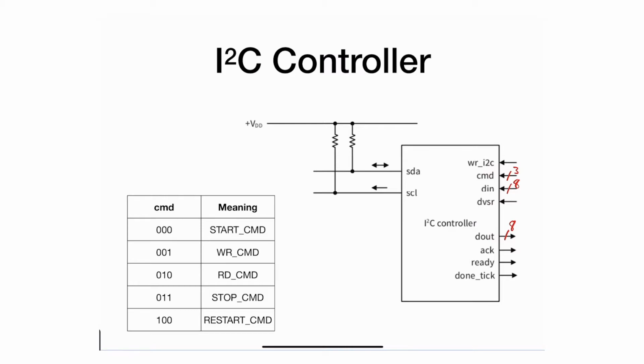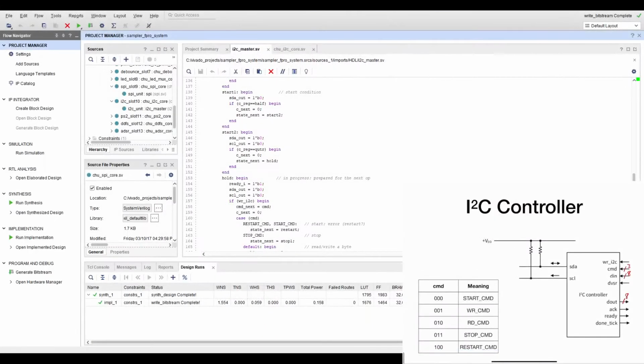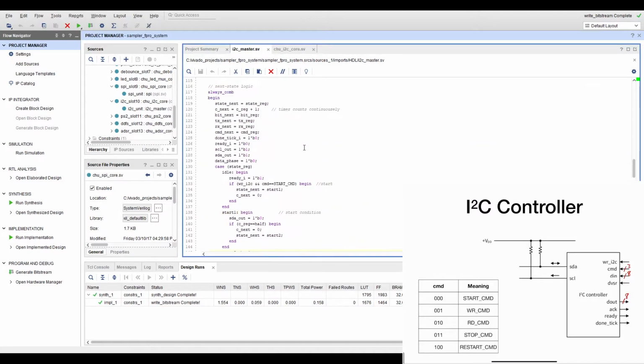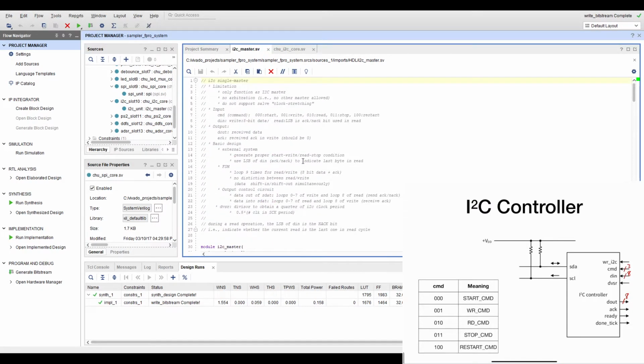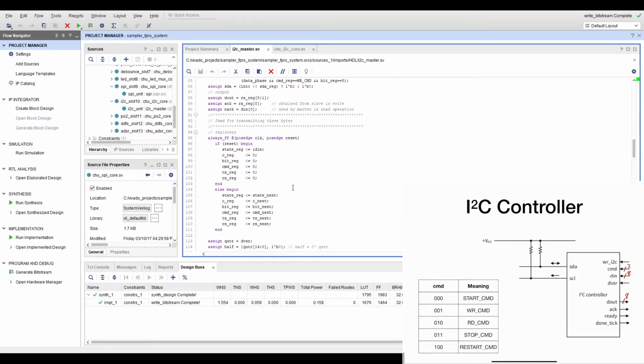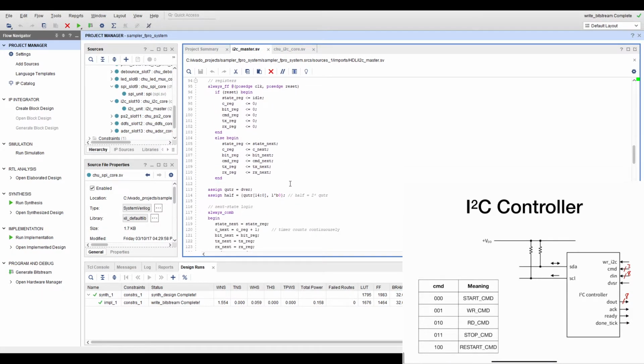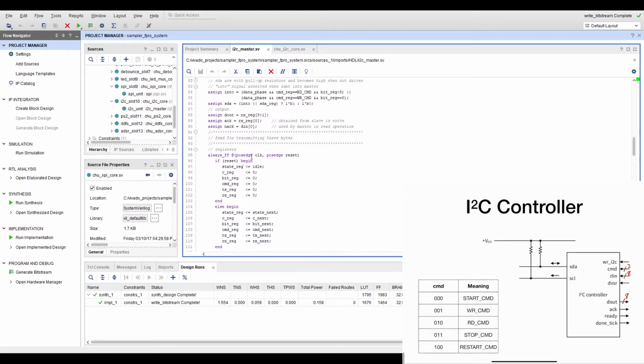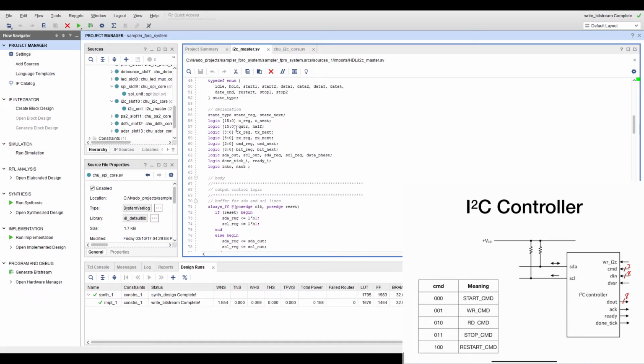So the HDL code, if we take a look at it here, is pretty straightforward. It's a straight implementation of this particular finite state machine. It's a really long file, and you can read it on your own because it's pretty straightforward. What I want you to pay attention to is the following. There are a few registers, you can figure them out in here.